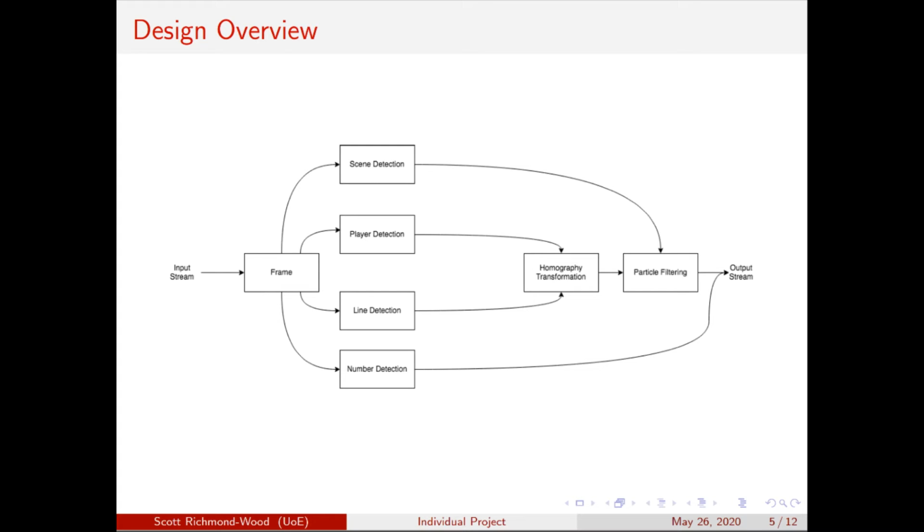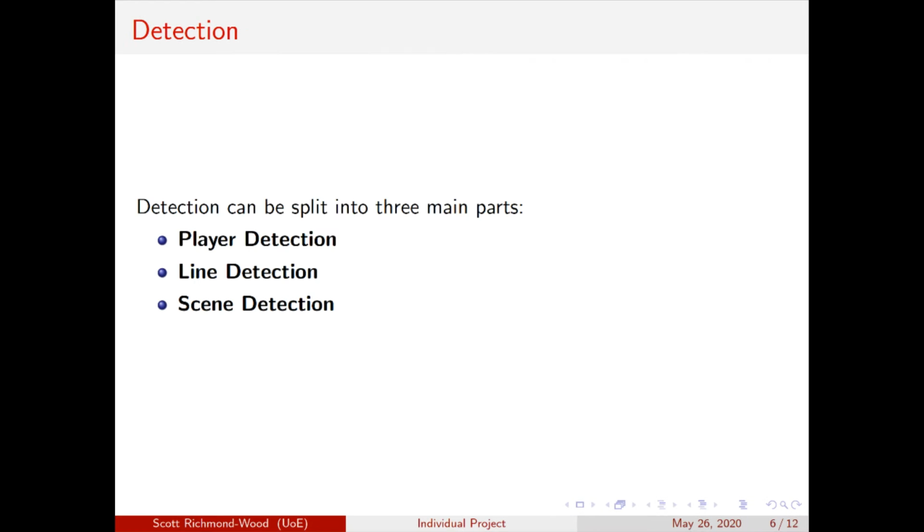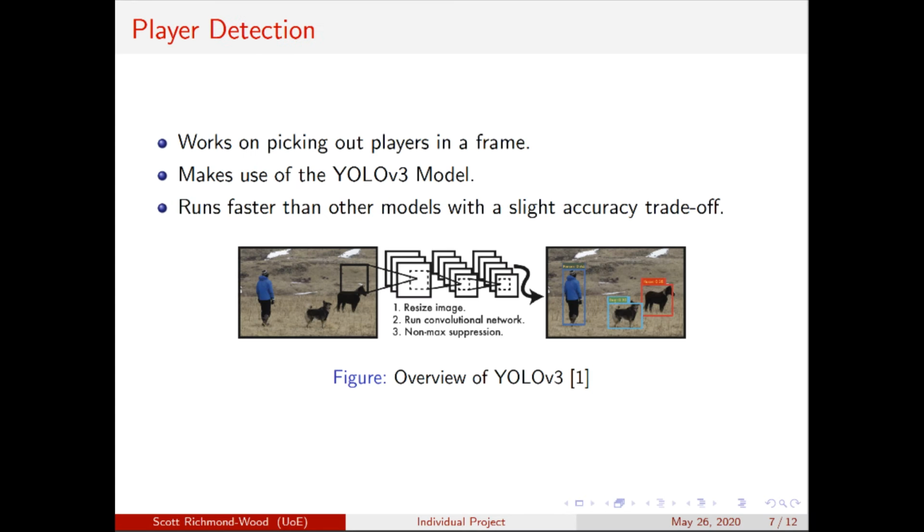It made sense to categorize the components based on whether their task was detection, tracking, or identification. Starting with detection, there are three main parts to look at: player detection, line detection, and scene detection. The player detection works on picking out players from a frame. It makes use of Redmond's YOLO v3 model, which runs faster than other well-known models such as ResNet 50 and FastRCNN, but does come with a slight accuracy trade-off.